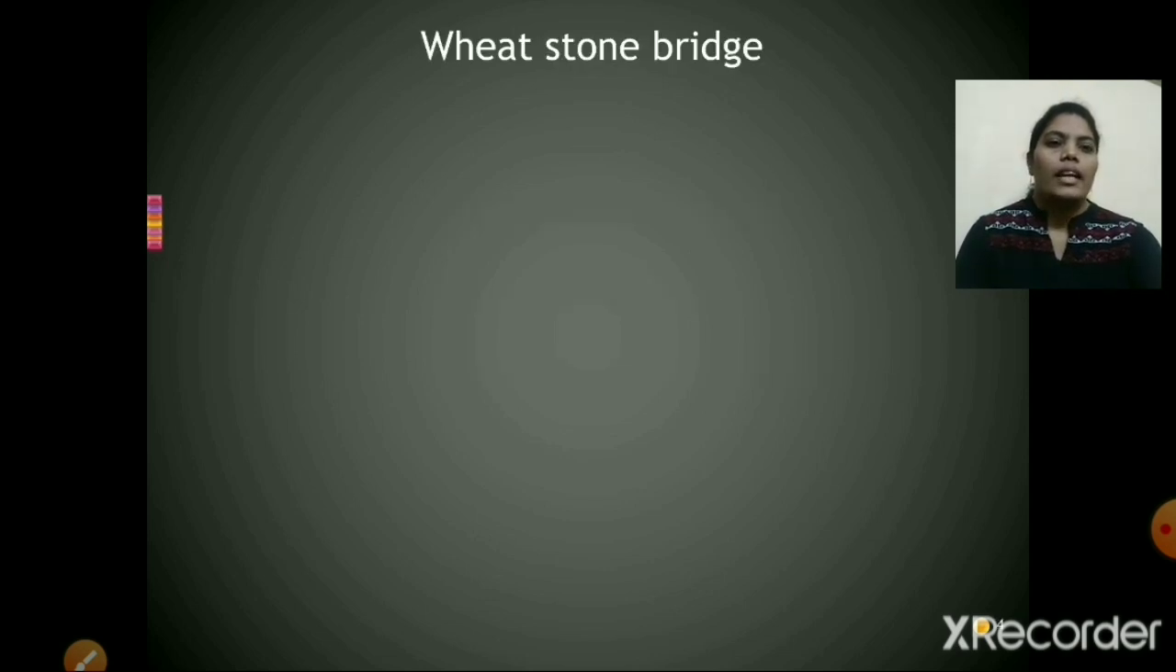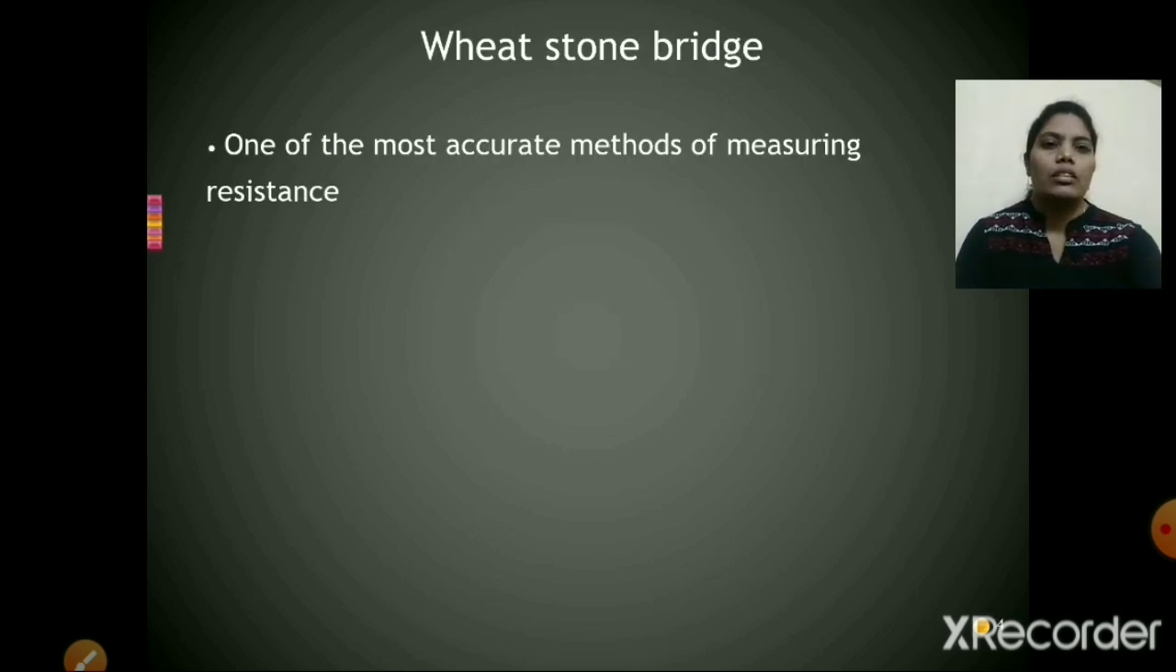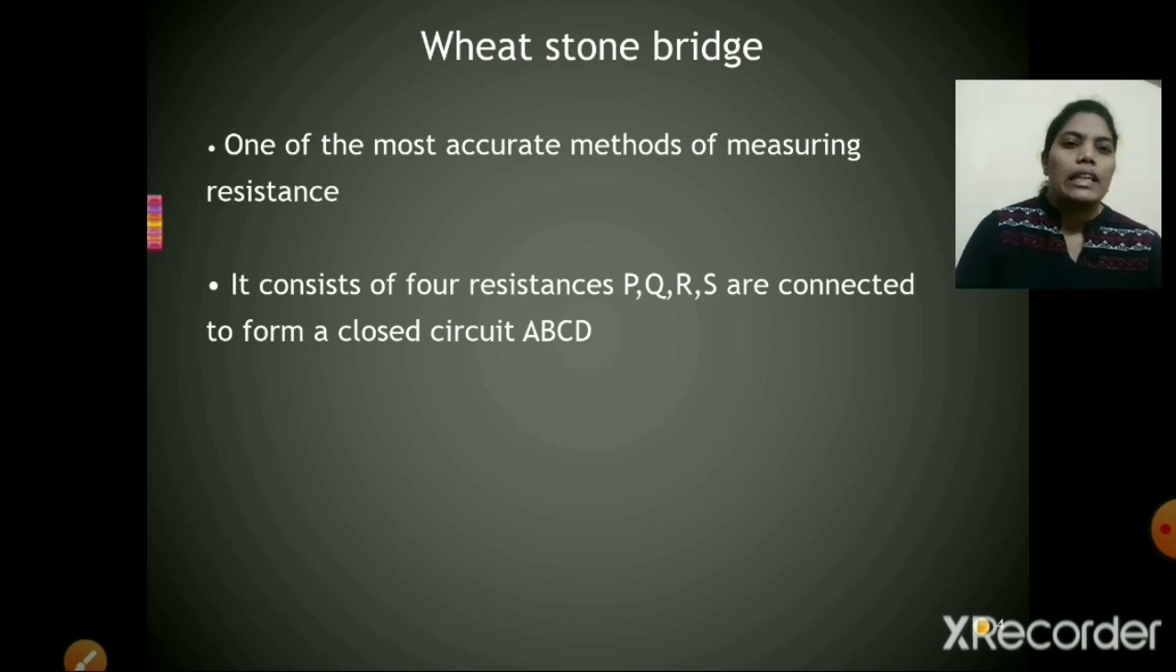Now let us see Wheatstone bridge. This is one of the most accurate methods of measuring resistance. It is not any bridge, it is an electric circuit which is designed like a bridge. You can see here it is designed by Wheatstone. According to him, four resistors P, Q, R, S are connected in such a way that they form a closed circuit ABCD.